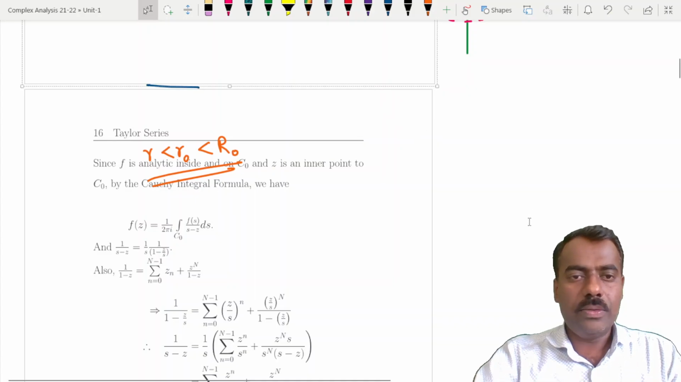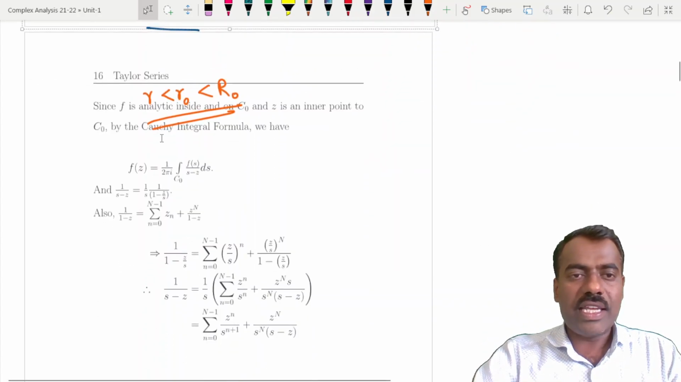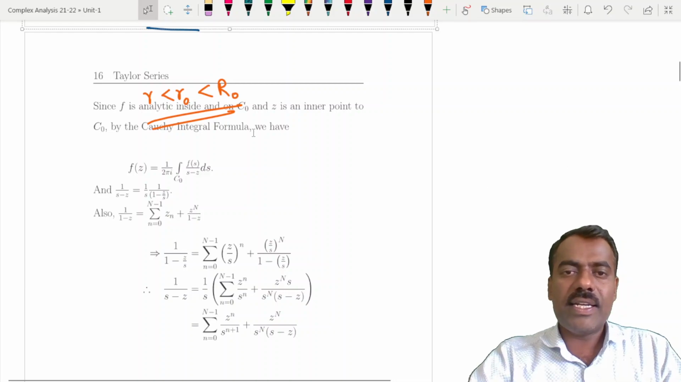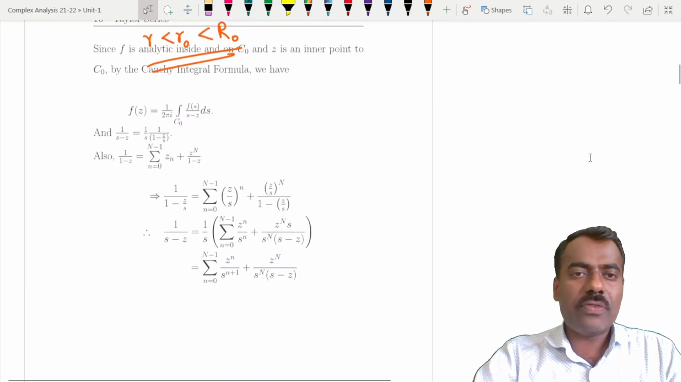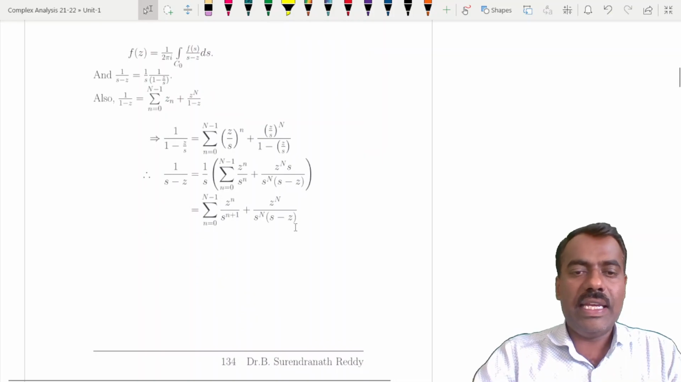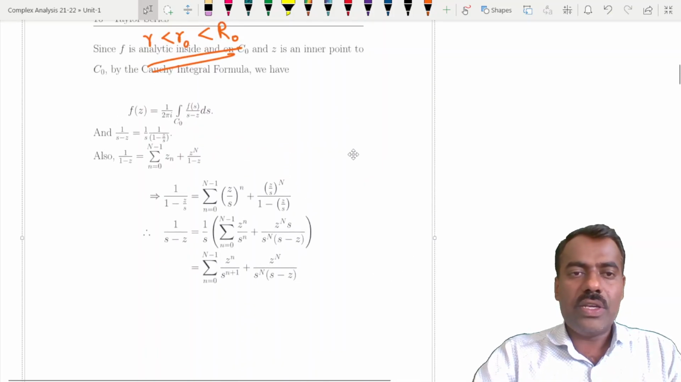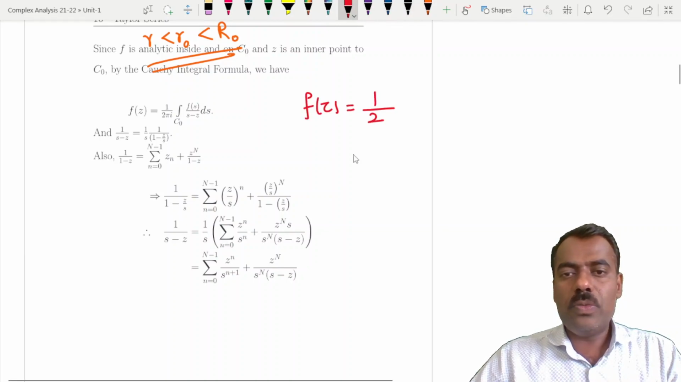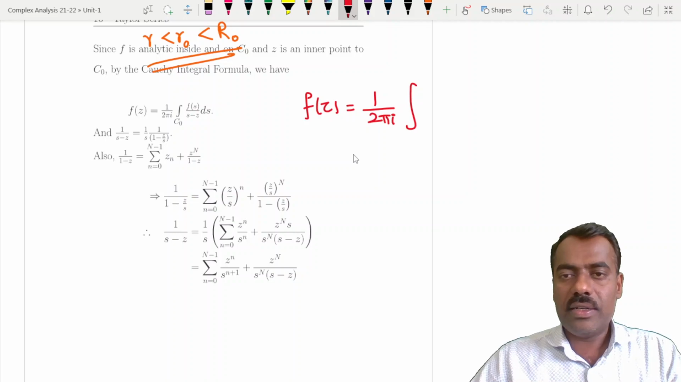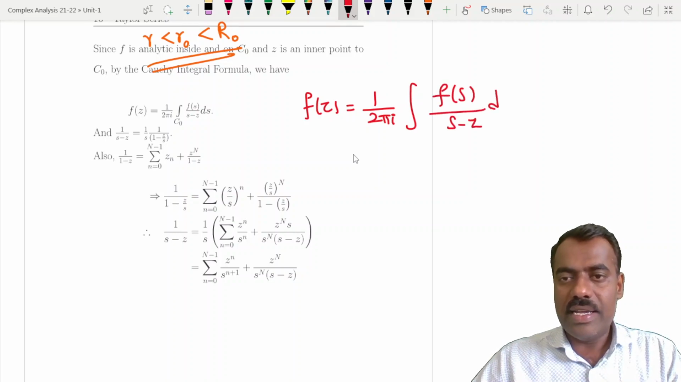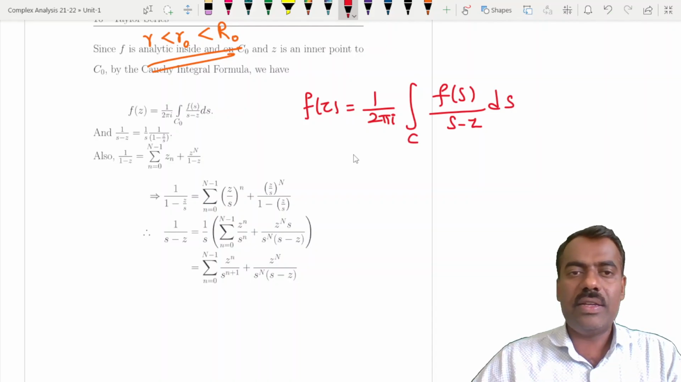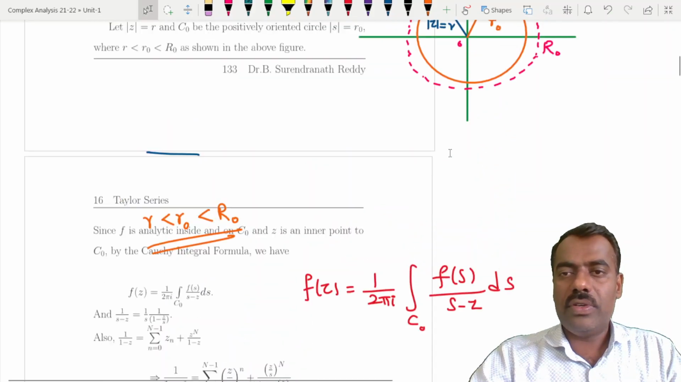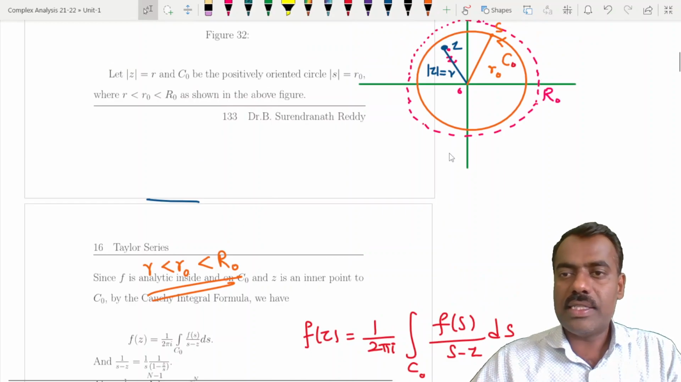Now you can see that since f is analytic inside and on C naught, and z is interior to C, therefore by Cauchy integral formula, what we will get here is f of z equal to 1 by 2 pi i integration of f of s upon s minus z ds over C naught. You can call it C naught, it is fine.